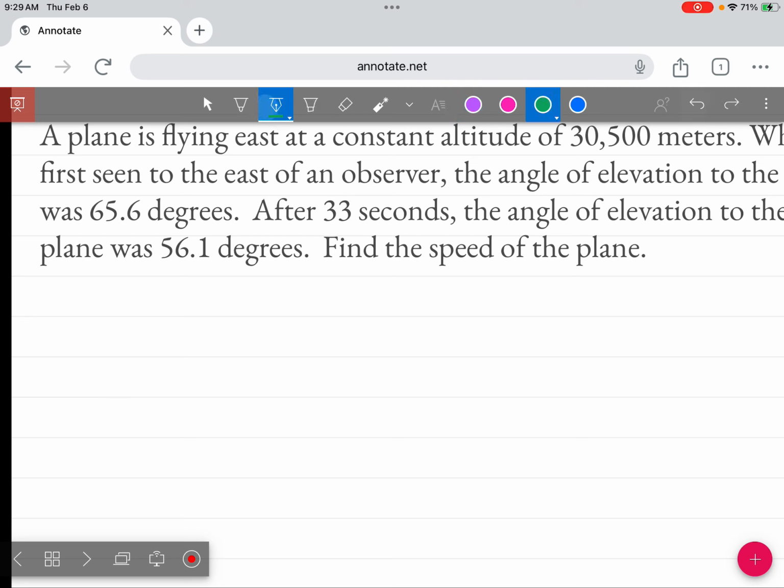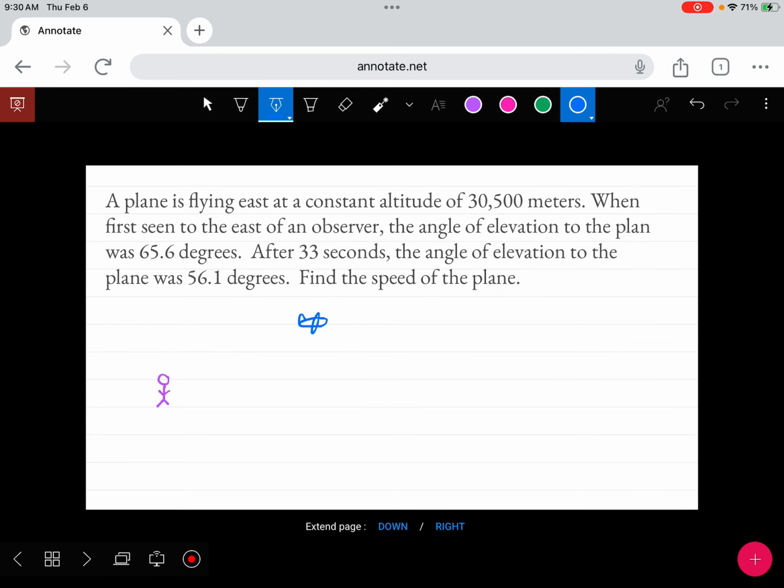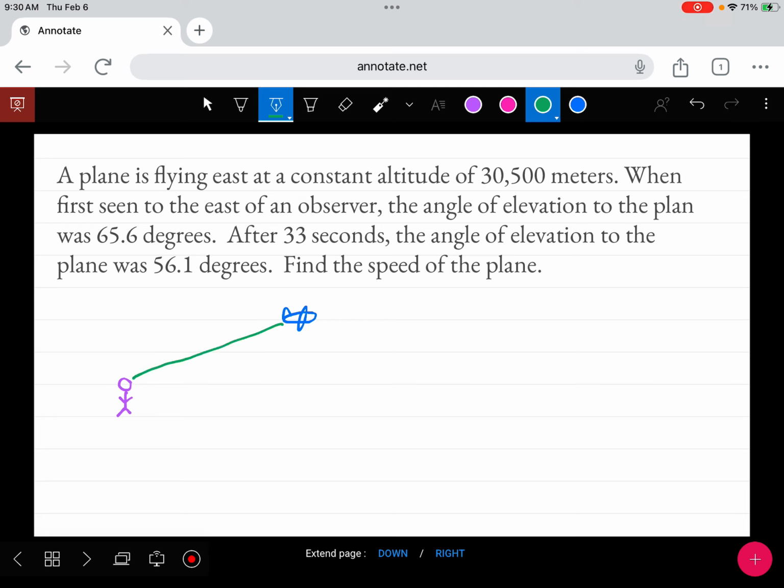Ooh, that's not a pen. Come on, pen. Stop being a jerk. We got a person. And we've got a plane that's flying to the east of the observer. Airplane. When they first see the plane, that is the worst straight line I've ever drawn. Ta-da.